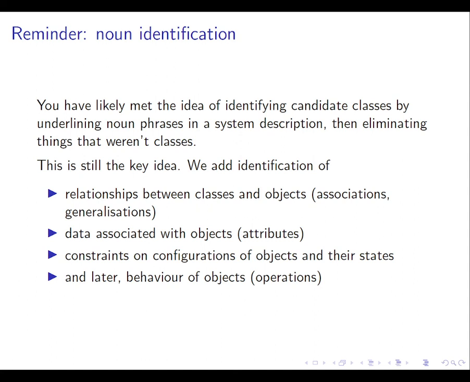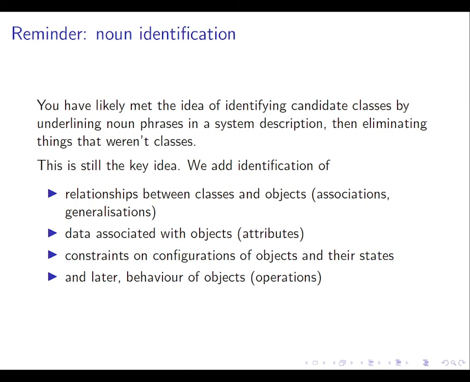This is still the key idea. And what we're adding to this is the idea that we're not only trying to identify classes, but also the relationships between those classes, which might be associations in UML terms, or might be generalizations. So recall, association is an object level relationship between things. If I say there's an association between class A and class B, what I mean is that if you give me an object of class A and an object of class B, it makes sense for me to ask, is this object of class A linked to that particular object of class B?